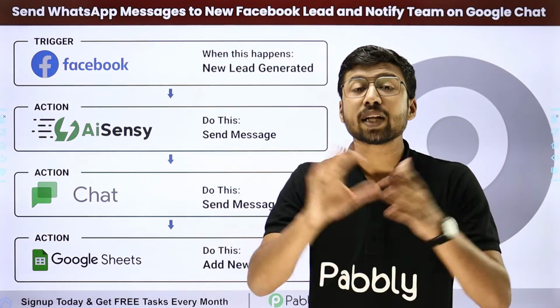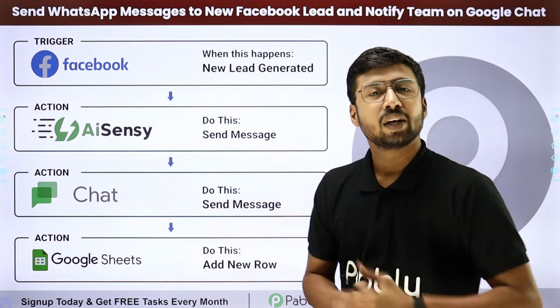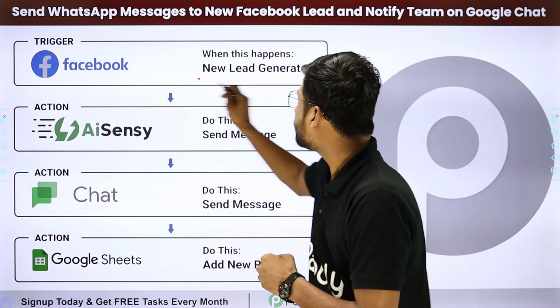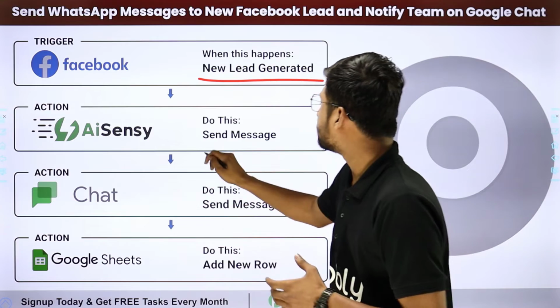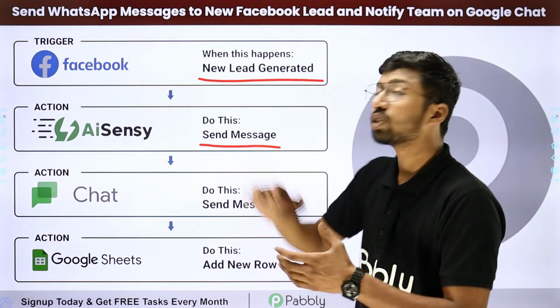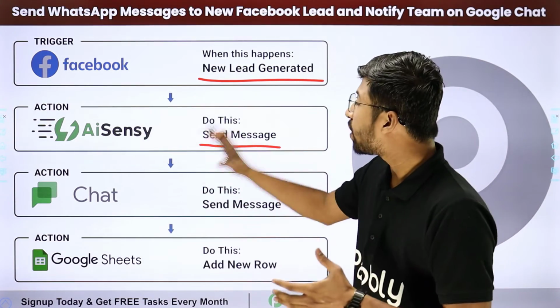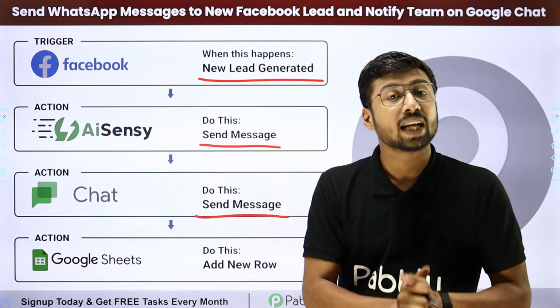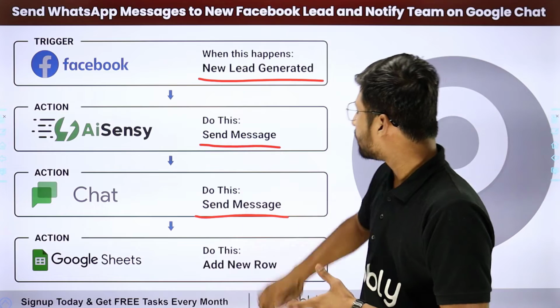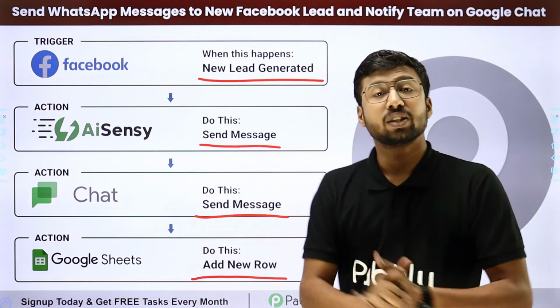So let me tell you, you can actually automate this complete process. So in this automation, whenever a new lead is generated in Facebook Lead Ads, automatically using AI Sensei, we are going to send a WhatsApp message to the new lead. Also, we are going to notify our team on Google Chat by sending the message of the new lead details. And at last, we are going to add those new lead details into a Google Sheet as a new row.